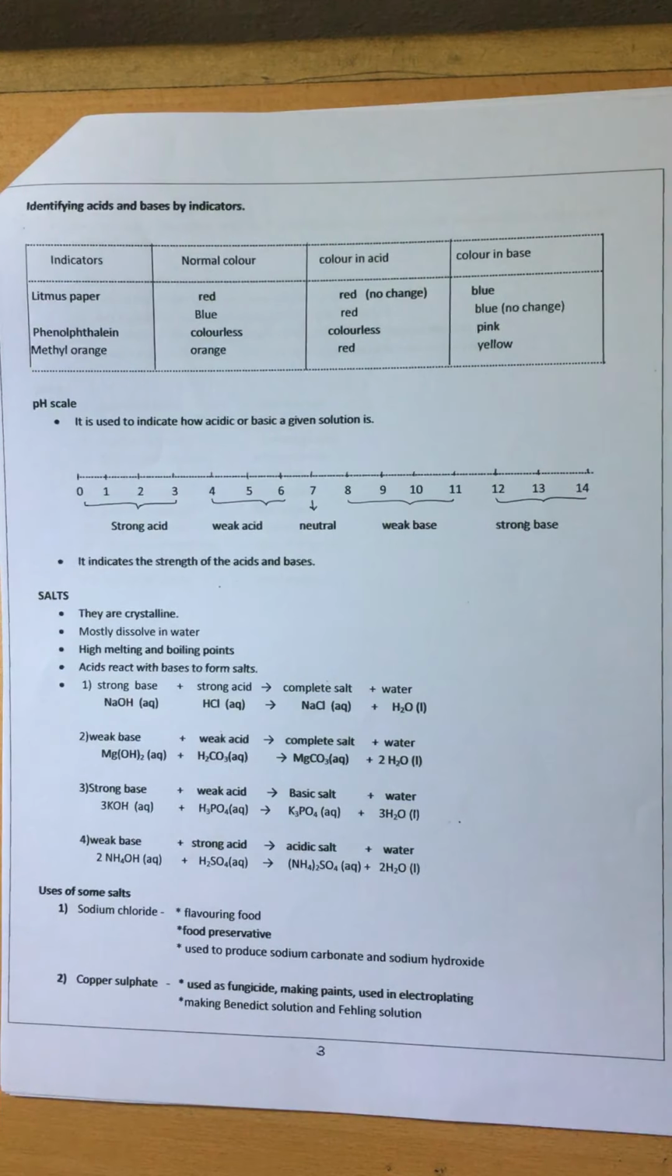The uses of some salts. Sodium chloride is the common salt that flavors food. For taste we add sodium chloride, and it is also a food preservative. In food preservation we use sodium chloride because it destroys germs. It is also used to produce sodium carbonate, sodium hydroxide, and some other sodium chemicals.